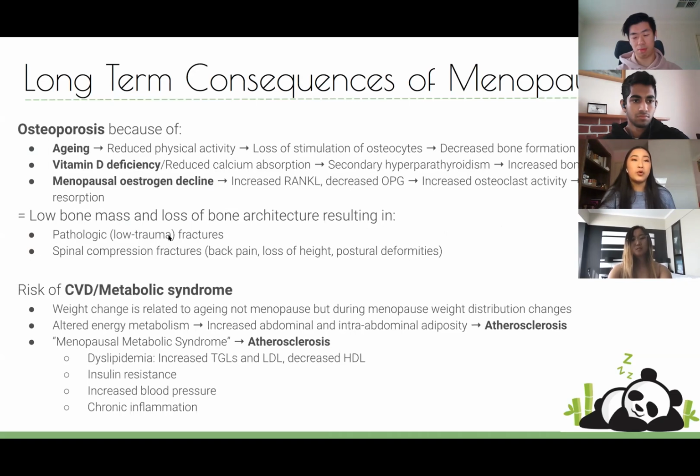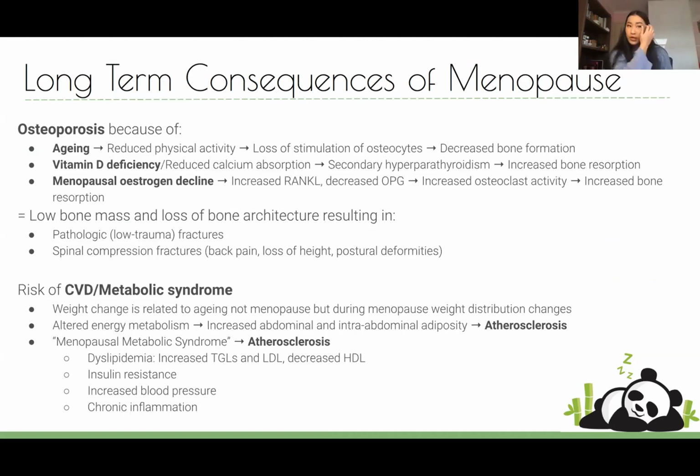So typically people who might bump their hip against the table and fracture their neck of femur, stuff that shouldn't normally cause fractures because it's so low impact. And the other presentation is spinal compression fractures. So back pain, loss of height, postural deformities. You think of the little old ladies who are very short and stooped forwards. It's because of actually spinal compression fractures.